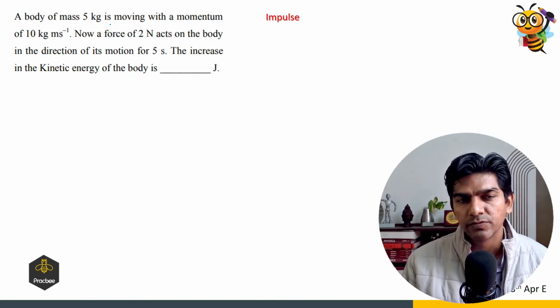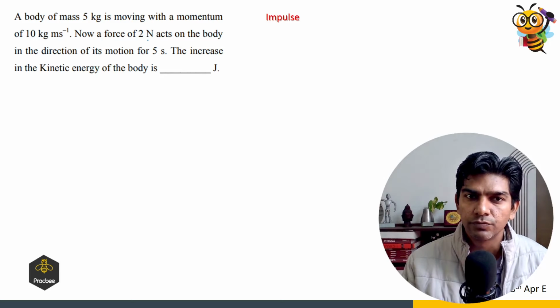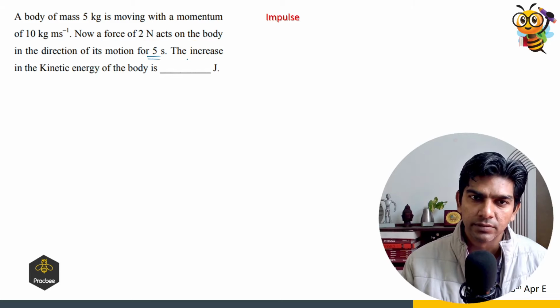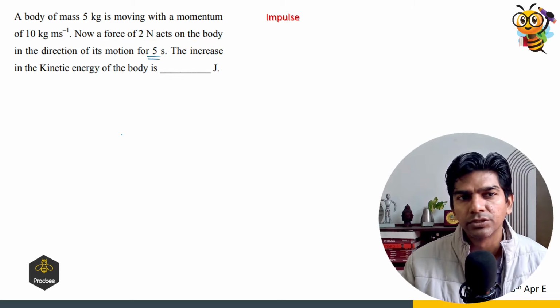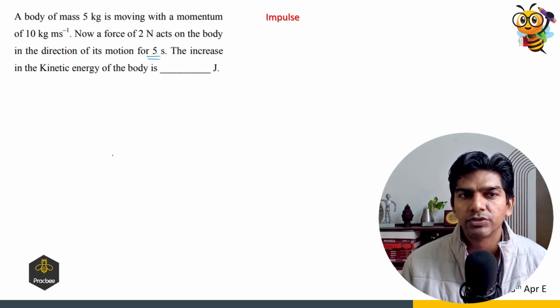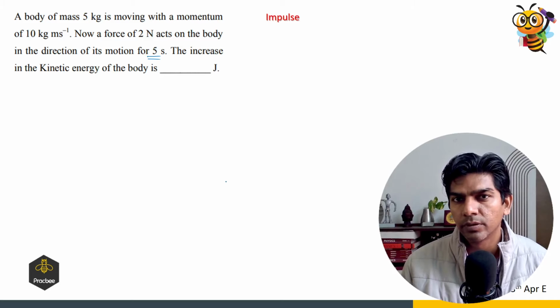A body of mass 5 kg is moving with a momentum of 10 kilogram meter per second. Now a force of 2 Newton acts on the body in the direction of its motion for 5 seconds. The increase in the kinetic energy. So there is a body which is having a momentum of 10 kilogram meter per second.